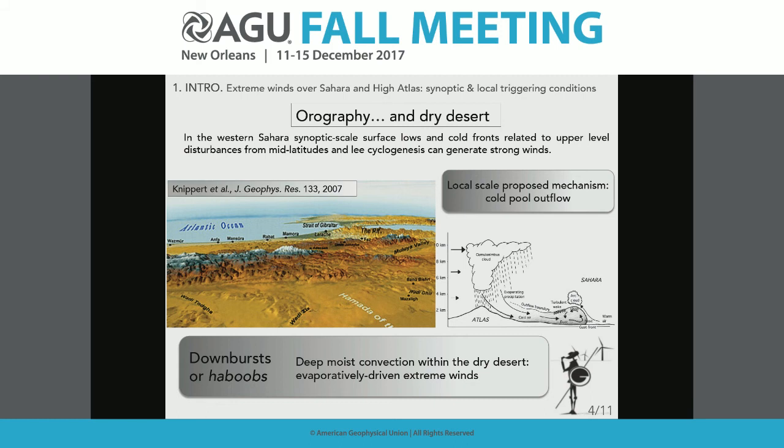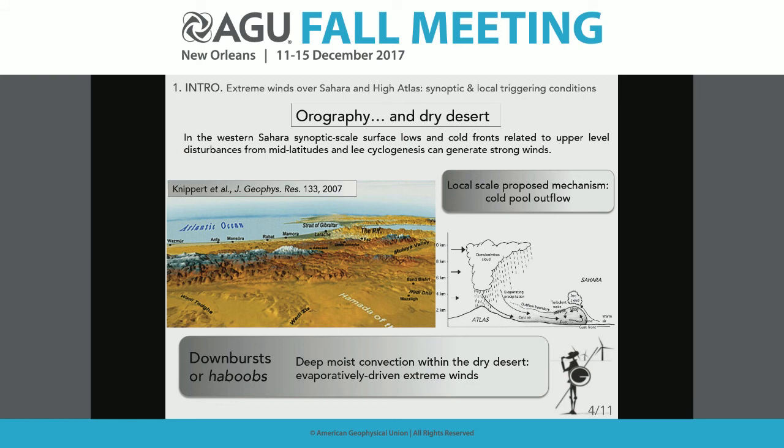And the last factor could be the deep moist convection that develops these evaporatively driven extreme winds. Okay, so when we have some moisture around, some precipitation in the very arid atmosphere in the desert, this would evaporate fast and create thermal gradients that would accelerate the flow downwards very fast, and they produce this potentially very damaging haboob, which is the Arabic word for downburst. Okay, so these are the conditions we have in the region.